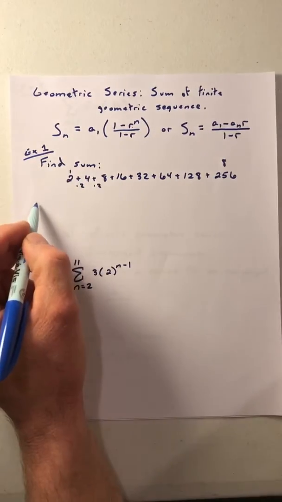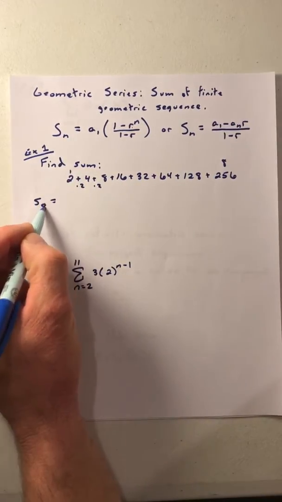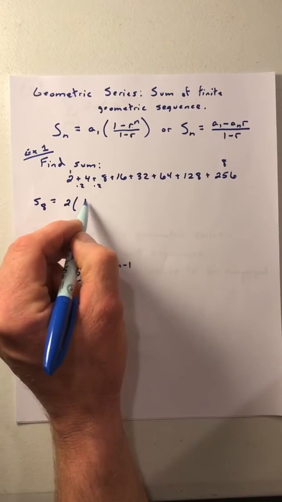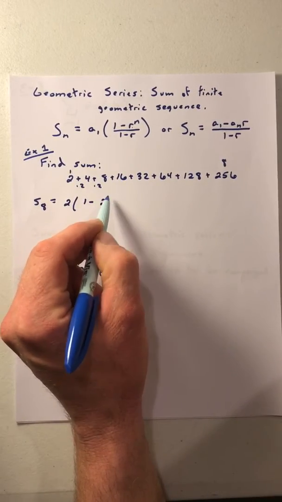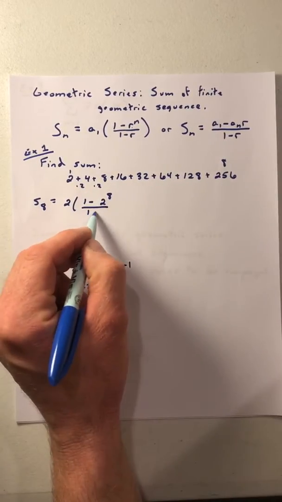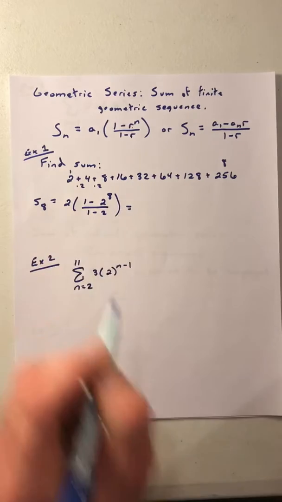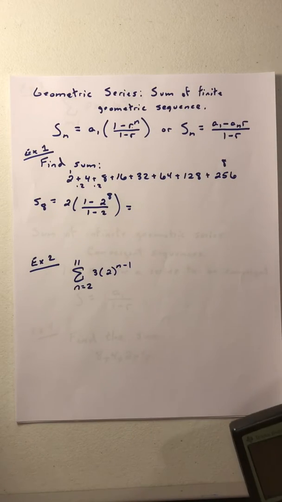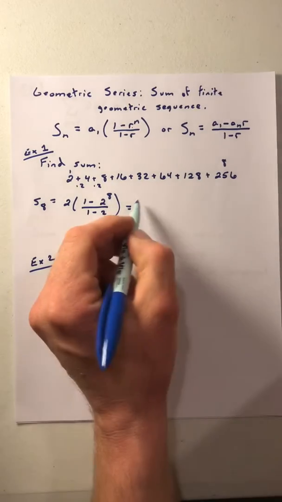So using my first summation rule, I have the first term, which is 2, times 1 minus our common ratio to the 8th power, since I have 8 terms, over 1 minus 2. Throwing that into the calculator, we have 1 minus 2 to the 8th, and we're going to divide that by negative 1, and times 2 gives us 510.